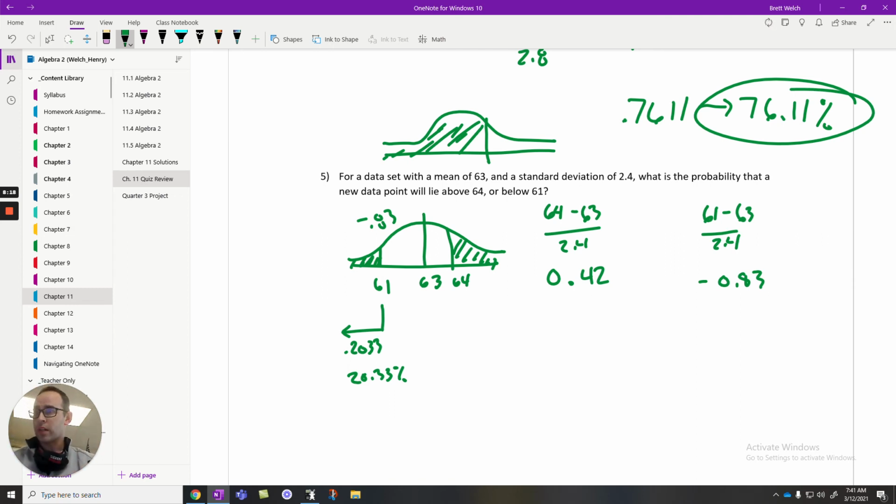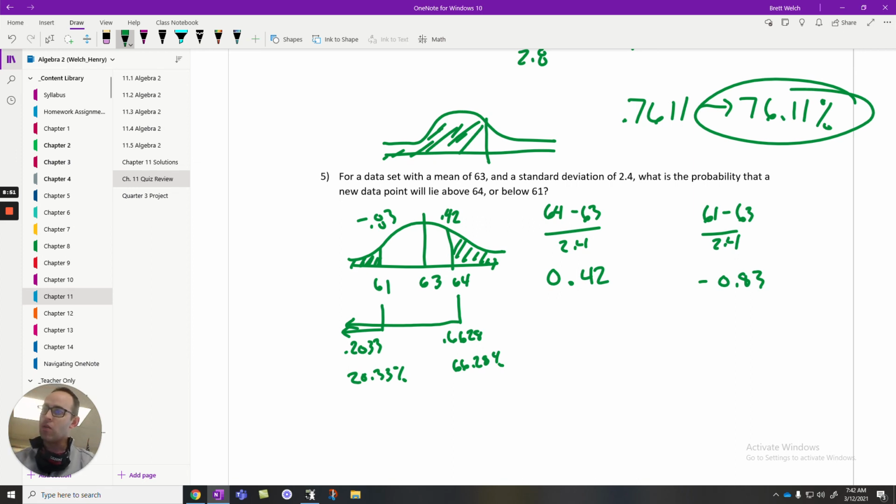But I also want to include things that are on the right of 64. So if I go to 64, okay, let's realize that the z-score of 0.42 is going to read to the left as well. And so if I go to the positive side, 0.4, and go to 0.42, I get 0.6628, or 66.28%. But that's the probability of being under that value.